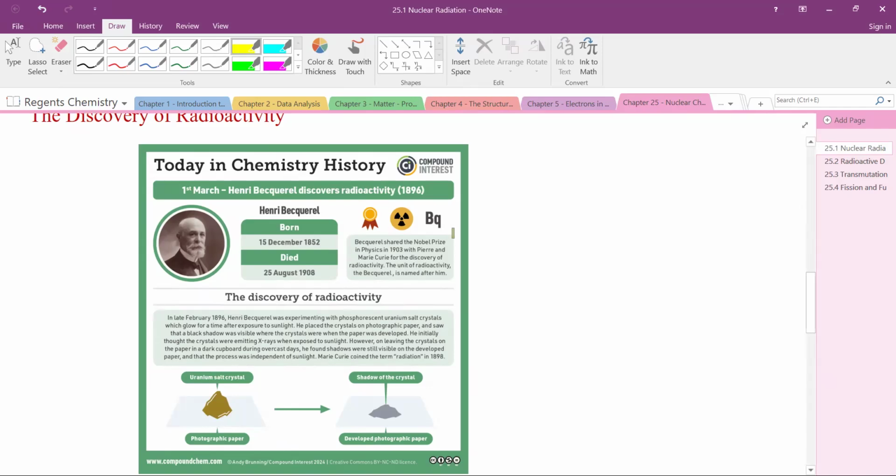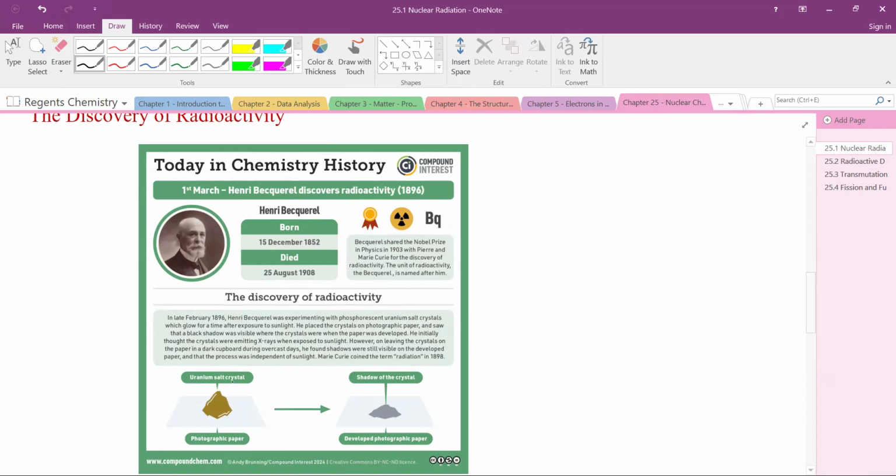So very interesting stuff. But what Becquerel did, and he was really the first one to get evidence of radiation, was he was actually studying phosphorescence by taking uranium salt and putting it in sunlight.